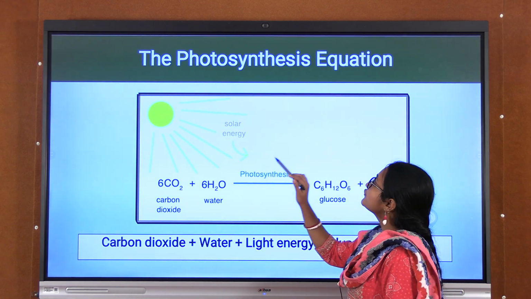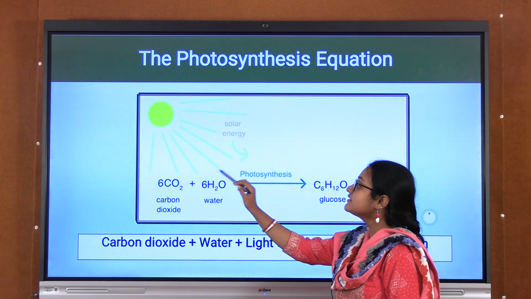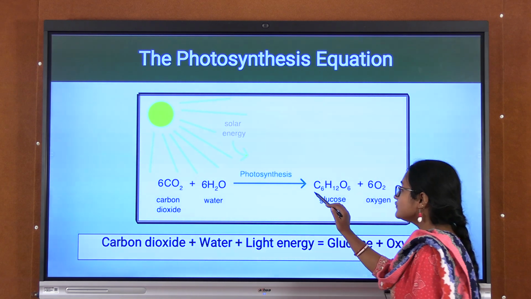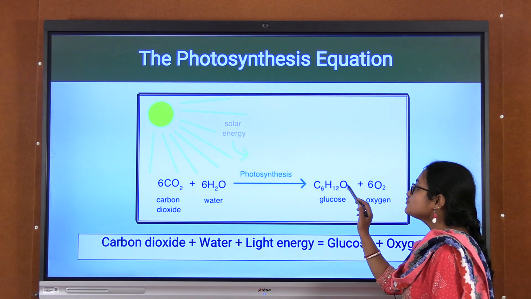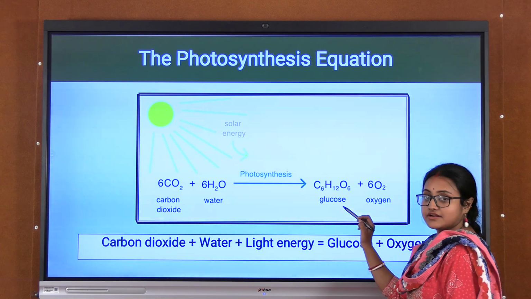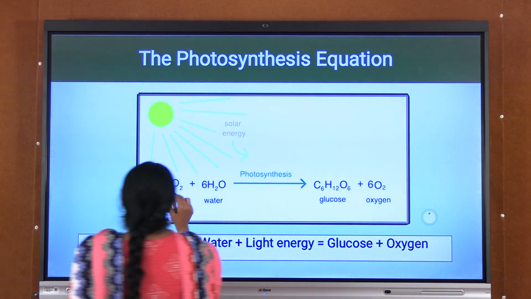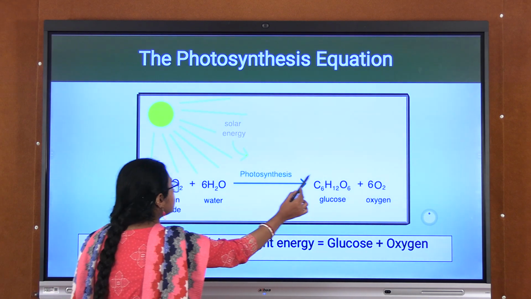This is the photosynthesis equation. 6 CO2 plus 6 H2O produces C6H12O6, or glucose, and 6 O2, oxygen. You can see there are 6 carbons on one side, and from 6C there is also 6C.